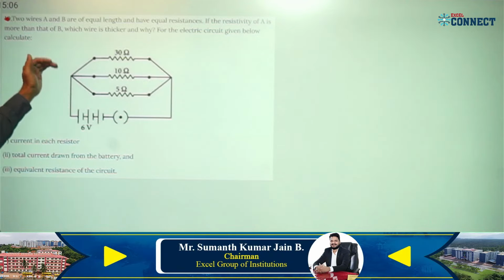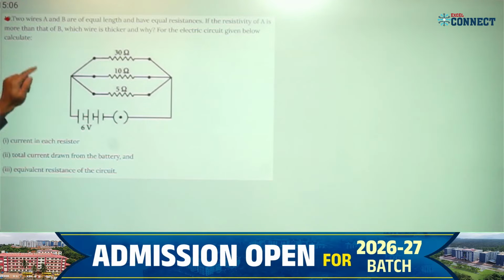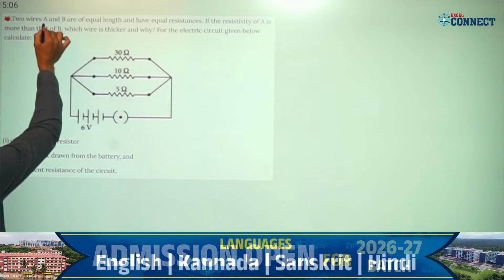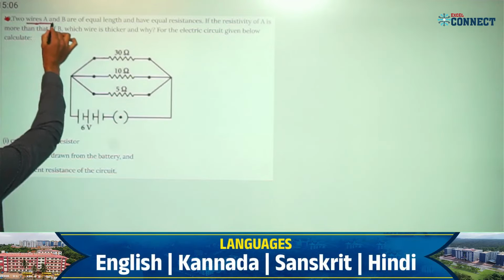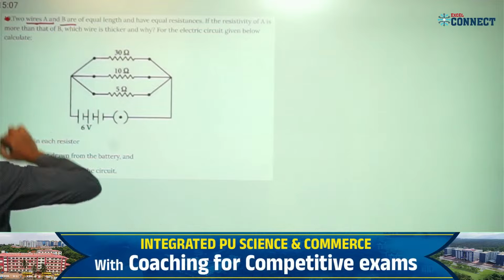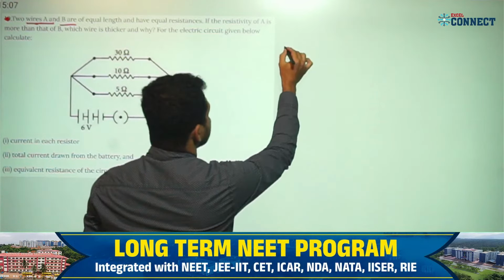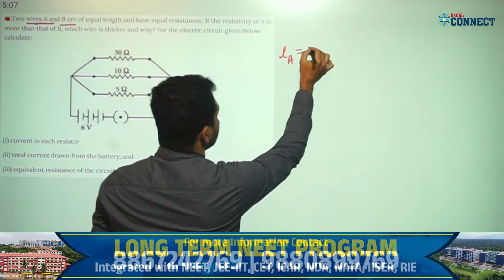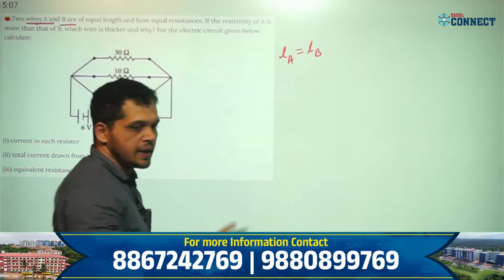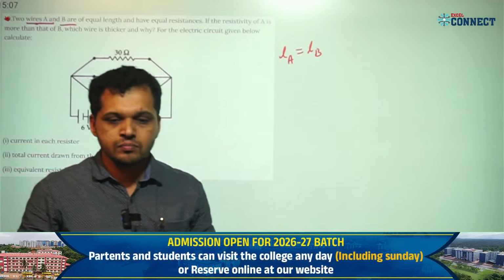This question includes multiple sub questions. First, two wires are given, one is A, another is B. Length is equal. Here the lengths of the wires are equal, that is LA equal to LB. Length of the two wires are equal.